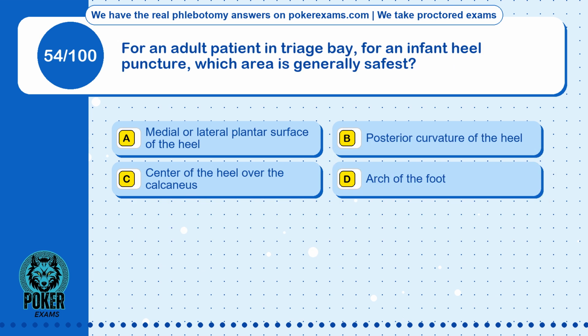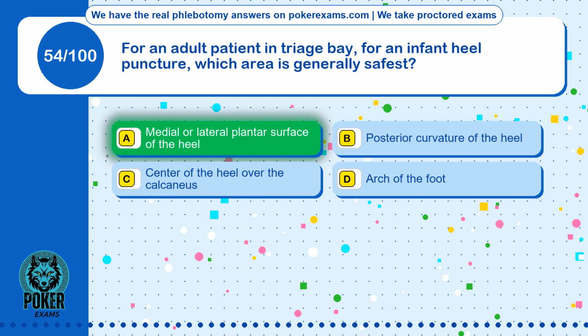Question 54. For an adult patient in triage bay, for an infant heel puncture, which area is generally safest? Option A, medial or lateral plantar surface of the heel. Option B, posterior curvature of the heel. Option C, center of the heel over the calcaneus. Option D, arch of the foot.